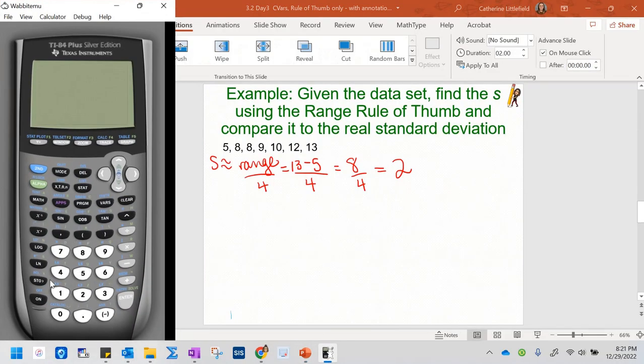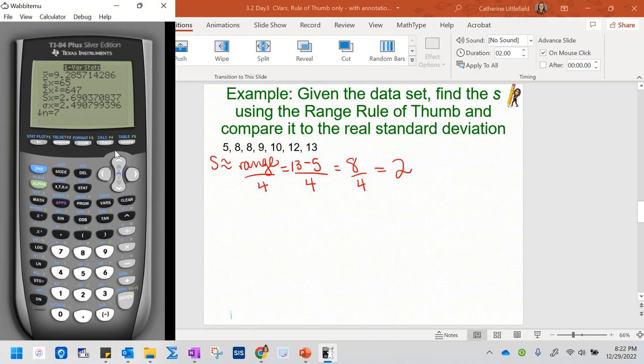Let's go to our graphing calculator then and find the standard deviation using our graphing calculator. So let's go into our list. Oh, let's clear my list first. 4, clear, list 1. Sweet. Okay, now I can go into edit. So it's 5, 8, 8, 9, 10, 12, 13. Go back to our stat button, hit calculate. We want one variation stats, one var stats.